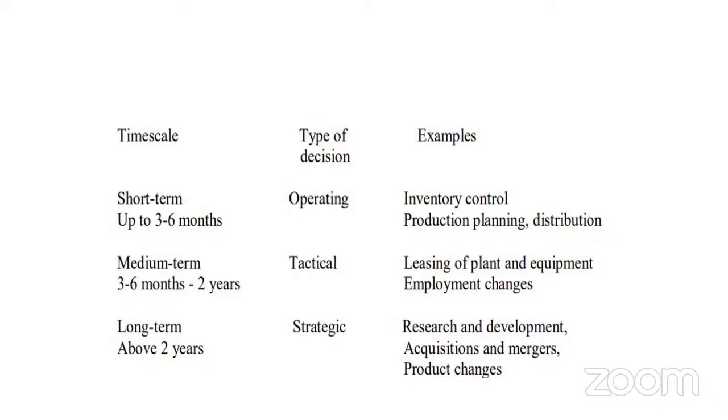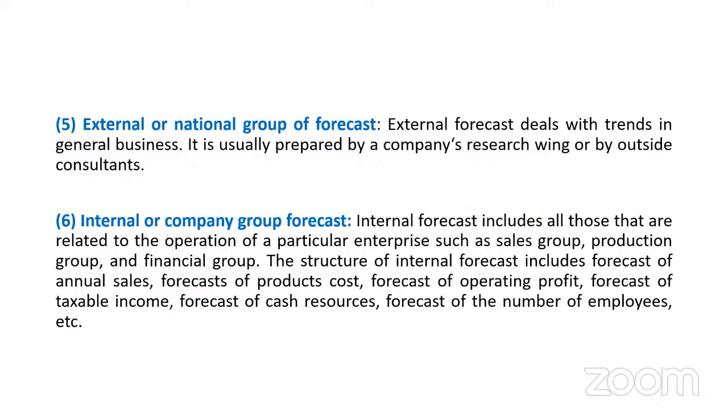For example, research and development, acquisition of mergers, right? Product design, product changes, like that. So these are the different types of decisions undertaken during the different time scales, followed by certain examples. Then after knowing the short-term, long-term, passive, active, move to the next case.